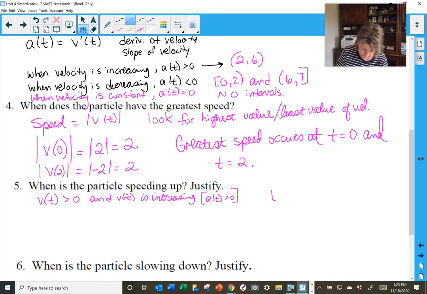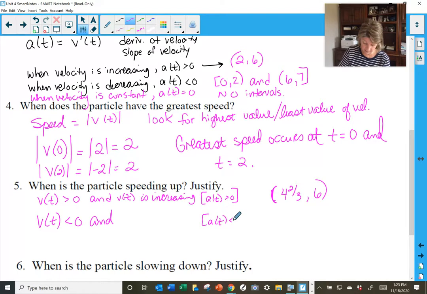Trying to decide how I'm going to write that. 4 2/3 and 6. V of t is less than 0, so this is going to be that below the x-axis region, and I need the signs to be the same, so since velocity is negative, I need A of t to be negative, which means that the slope of velocity is negative. So that we can write as v of t is decreasing.